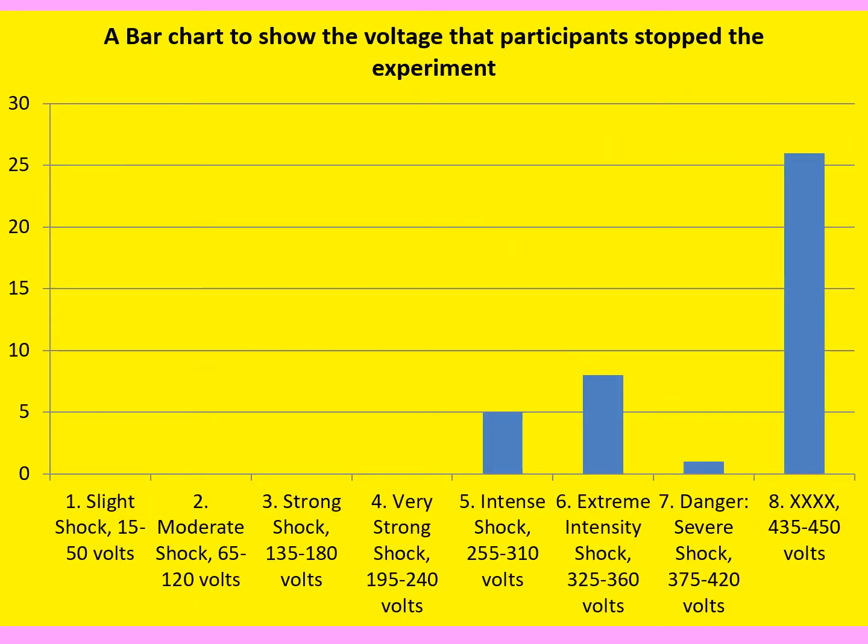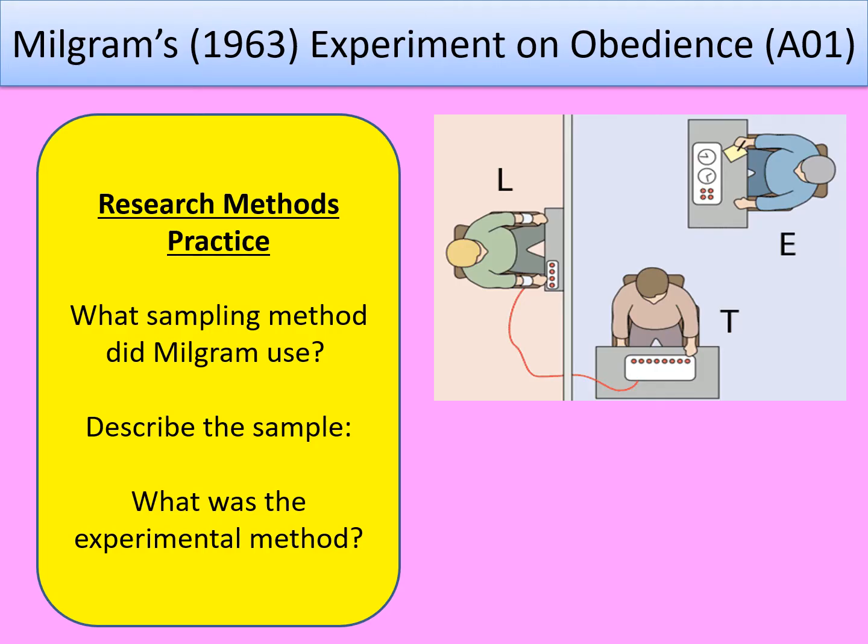So your graph should look like this: a bar chart to show the voltage that participants stopped the experiment is your title, and on the y-axis you should have percentage and number of people, and on the x-axis are the different voltages. So well done.